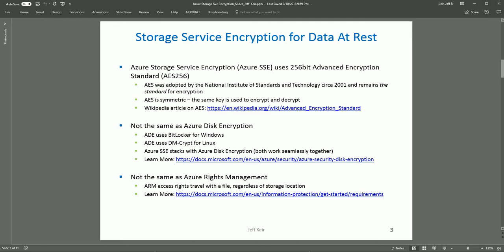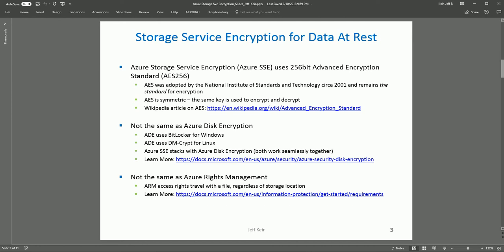Storage service encryption is not the same as disk encryption. You can actually encrypt your VM disks inside your storage service encryption domain, for lack of a better word, and basically have double encryption. That also means double overhead, so you really have to decide whether that's the thing you want to do. It is also not the same as rights management.